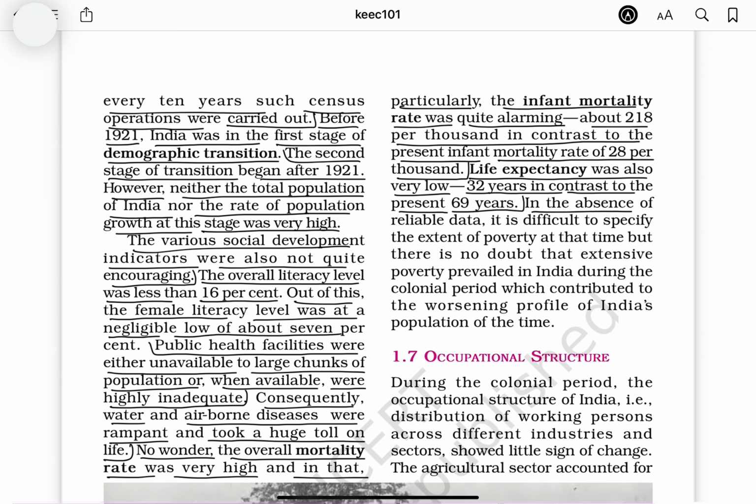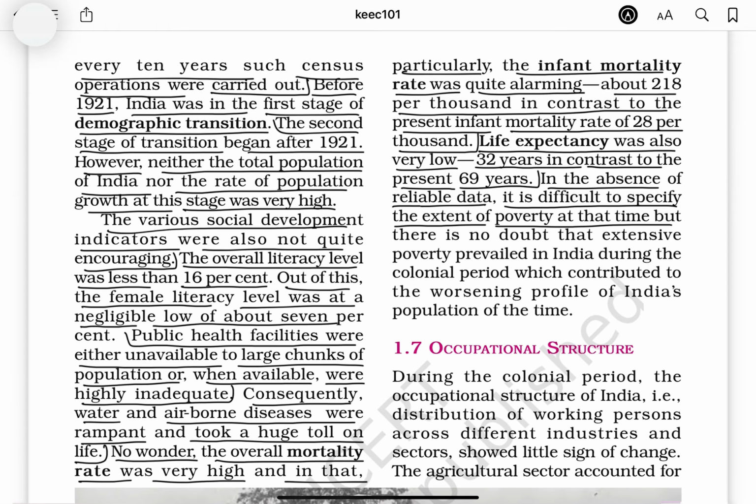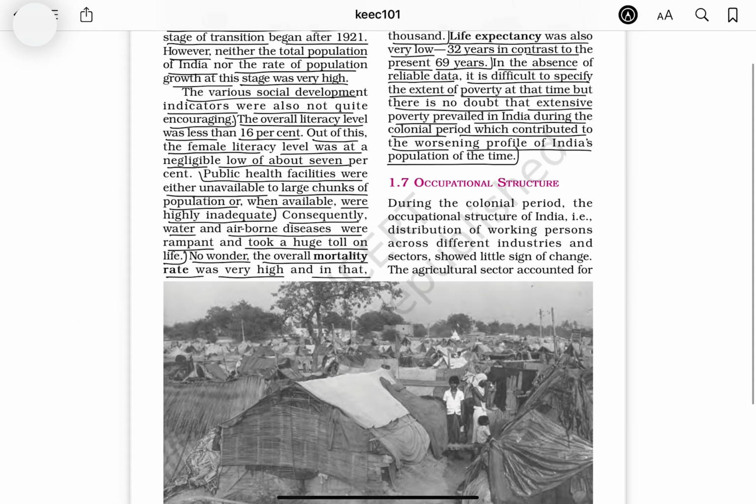In the absence of reliable data, it is difficult to specify the extent of poverty at that time, but there is no doubt that extensive poverty prevailed in India during the colonial period, which contributed to the worsening profile of India's population of the time.